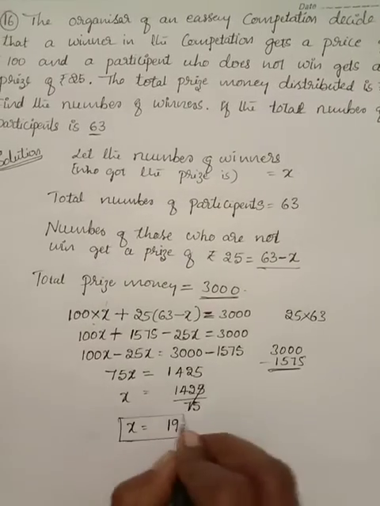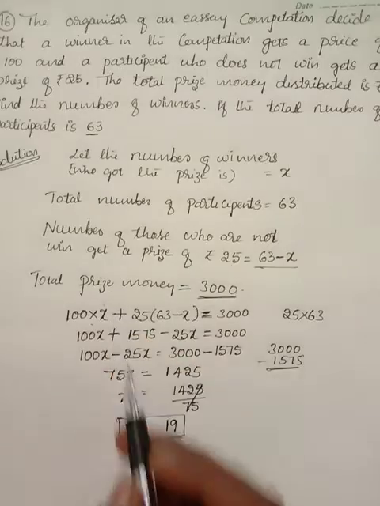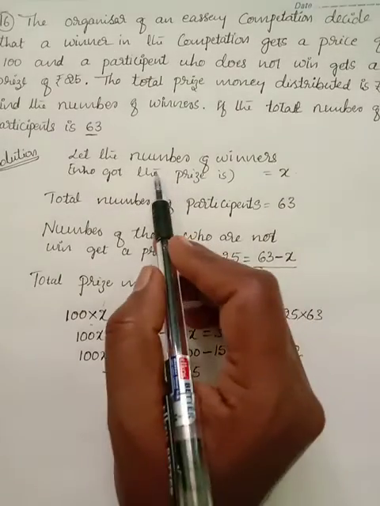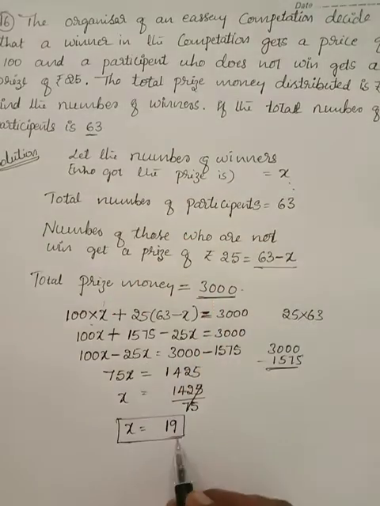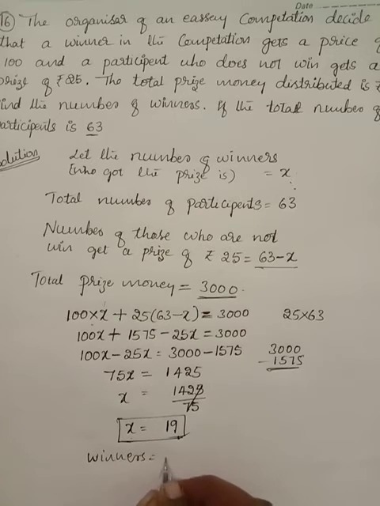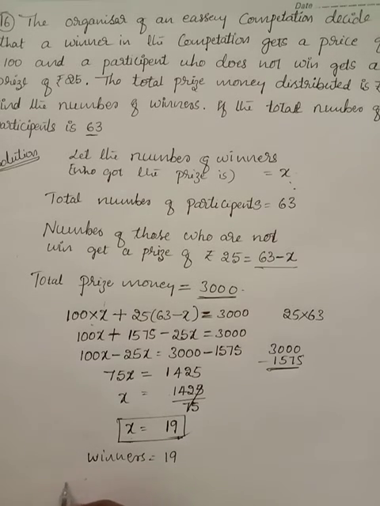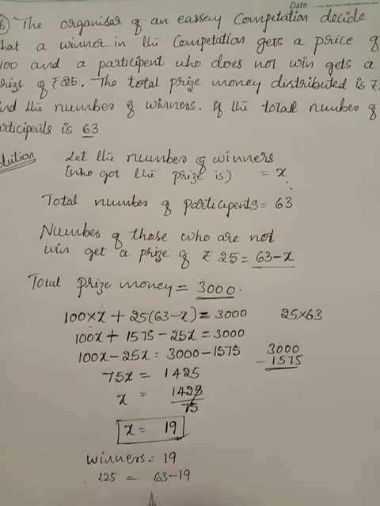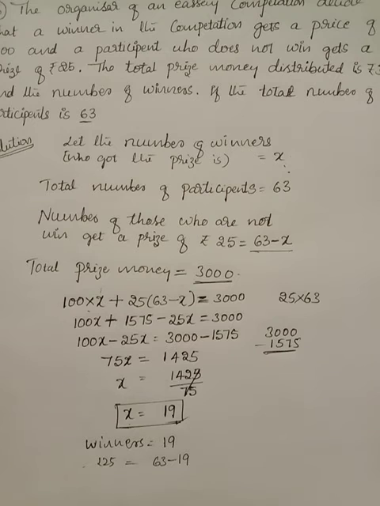And lastly I will give you a homework. Write all the two questions also and write let the number of winners be x, so winners are 19. Write it in a sentence: the number of winners is 19, and those who win and get a prize of rupees 25 are 63 minus 19. You just simplify and write down. These are all in sentence form.